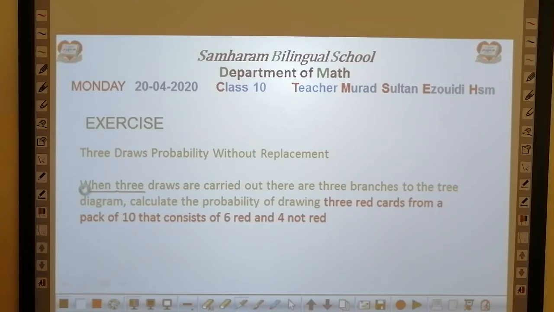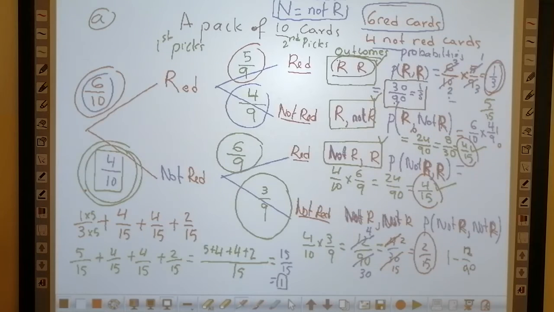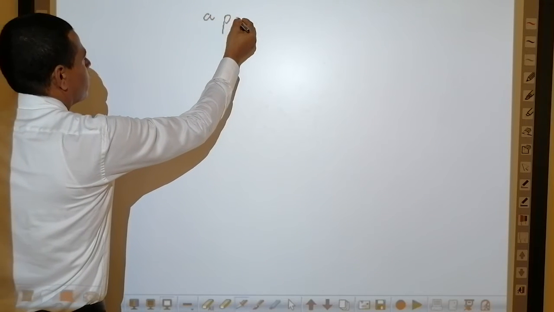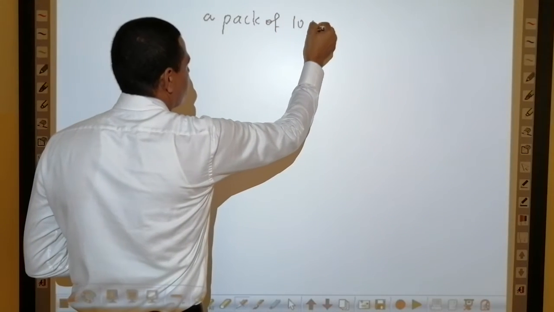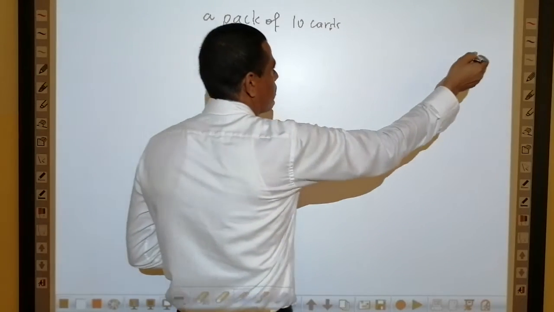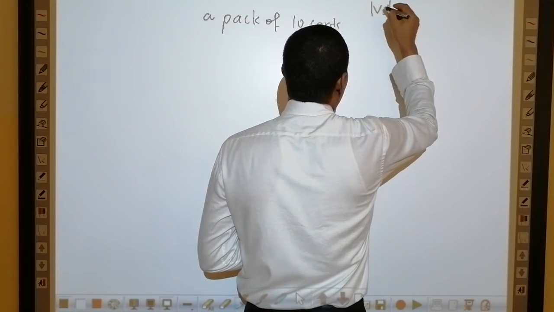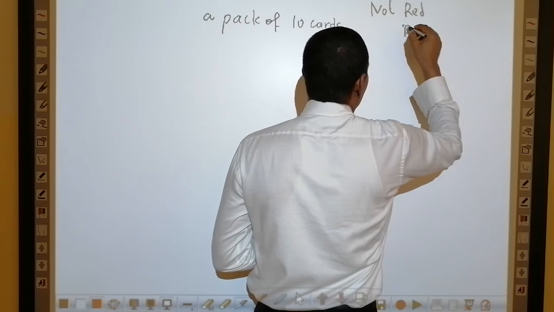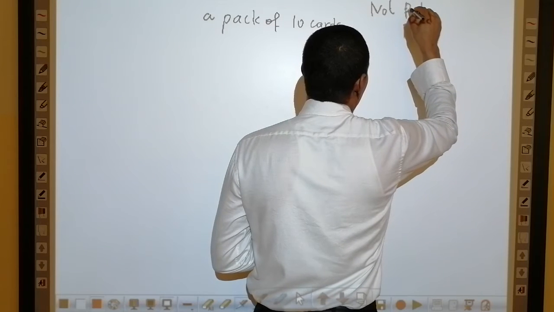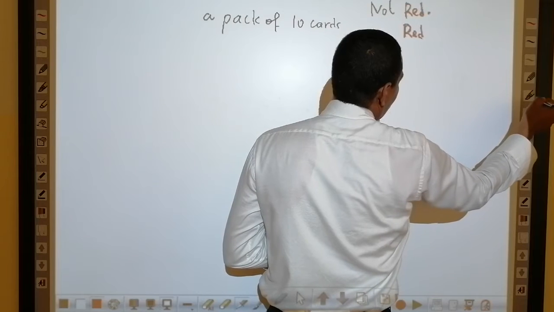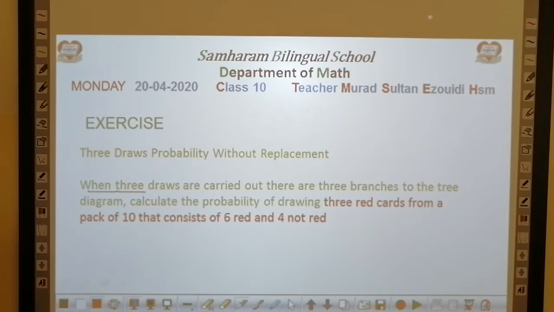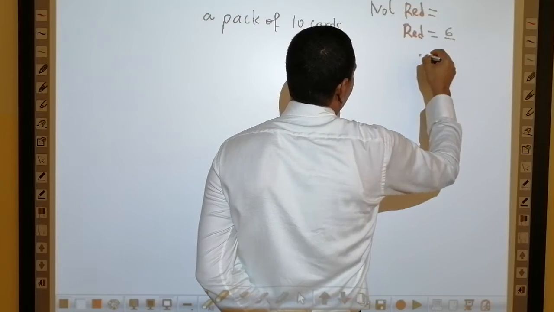Let's do it. Okay. The next. Here we have a pack of 10 cards. Okay. So we told this is not red. This is red. Not red, how many is equal to what? Not red is equal to, just a moment, I will read the question. Okay, 6 red, 4 not red. So this is 6 reds, and this is only 4.